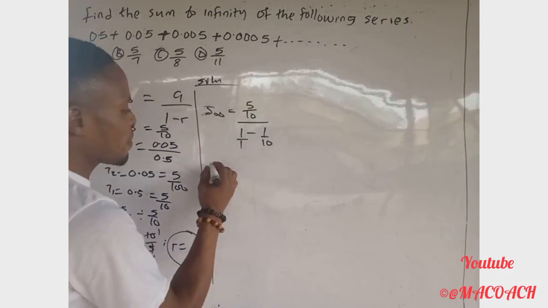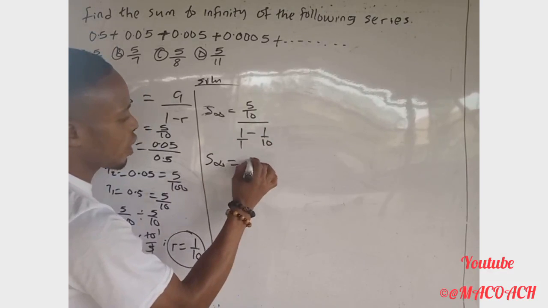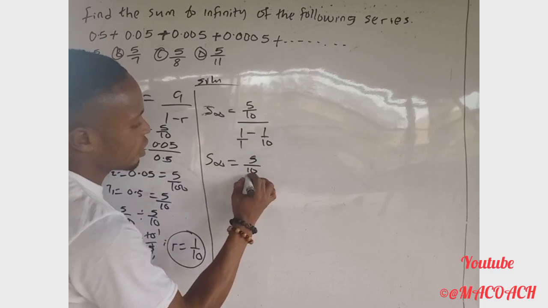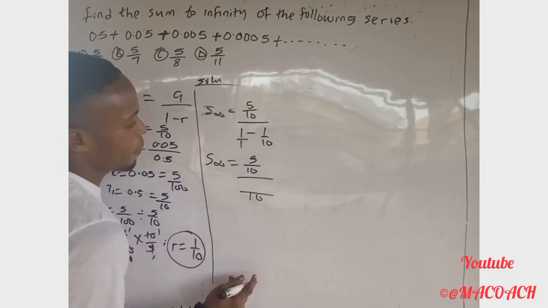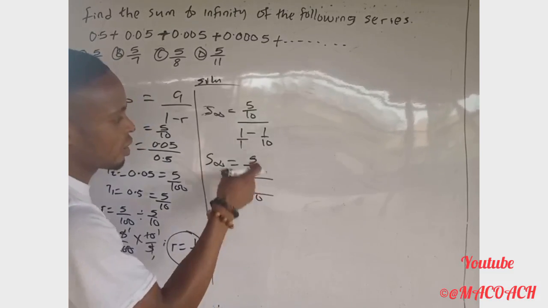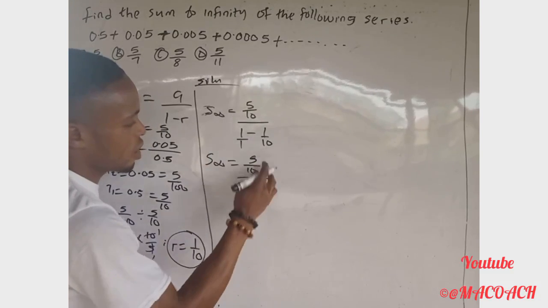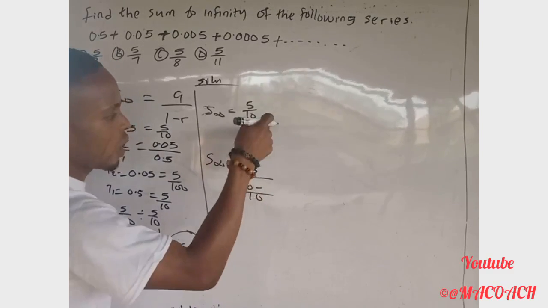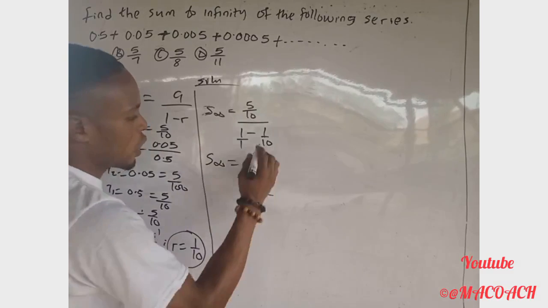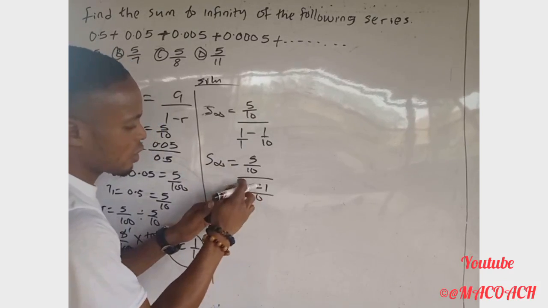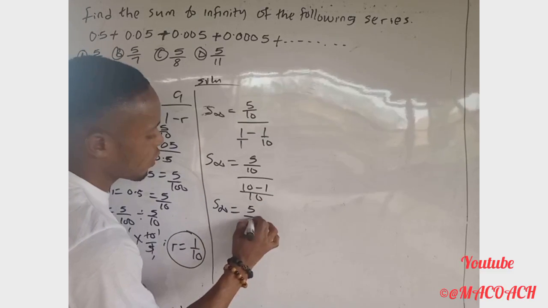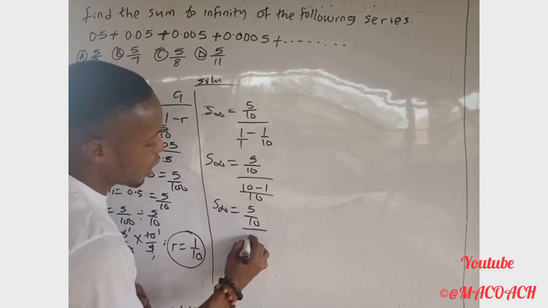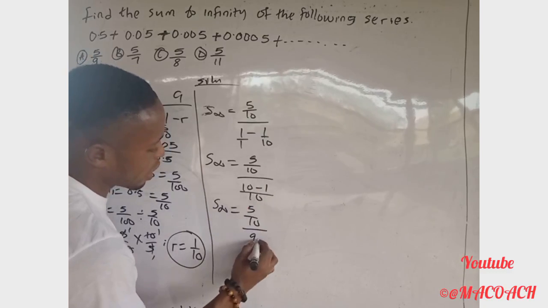So in this place, we have our sum to infinity is equal to 5 over 10 divided by the LCM of 1 and 10, we have 10 over 1 divided by 10, we have 10. 10 times 1, we have 10, minus 1 divided by 10, that is 1. 1 times 1 gives us 1. So in this place, let's subtract this from this, that gives us 9. So sum to infinity is equal to 5 over 10 divided by 9 over 10.